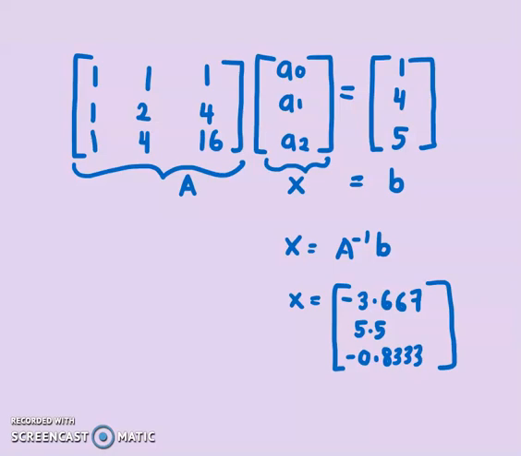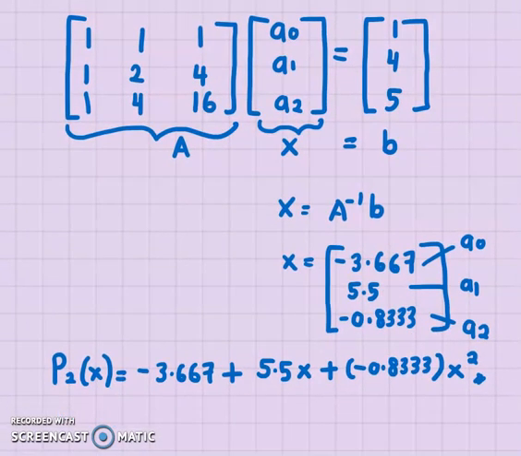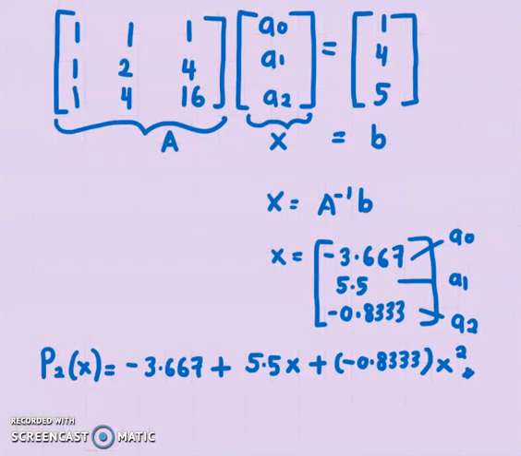So what does this mean? This is my a0, this is my a1, this is my a2. So my polynomial can be written as a0, -3.667, plus a1x, 5.5x, plus a2x squared, -0.8333 x squared. So this is the polynomial for the given 3 sets of data.